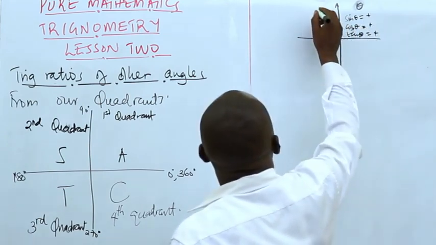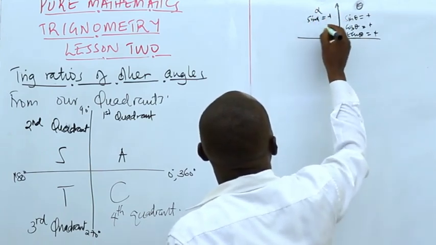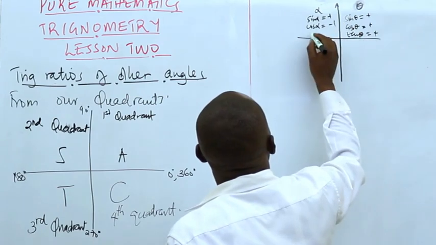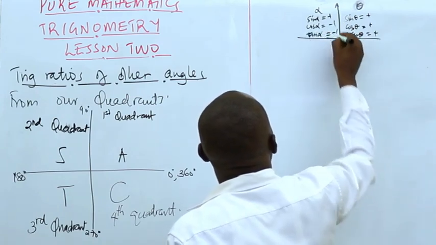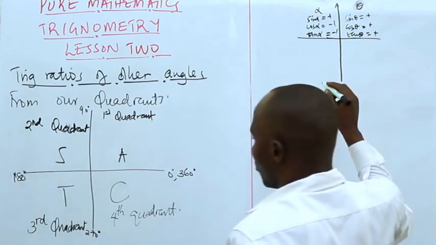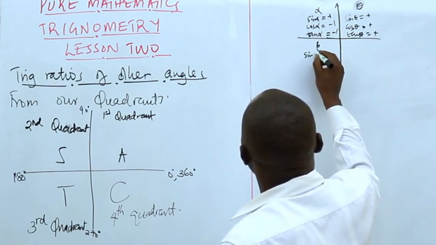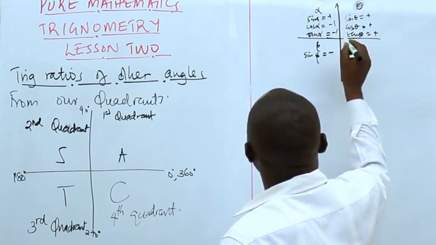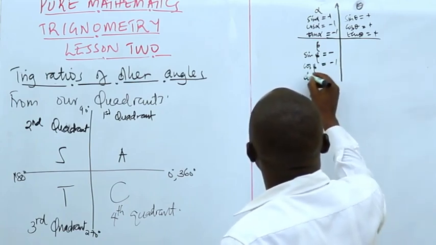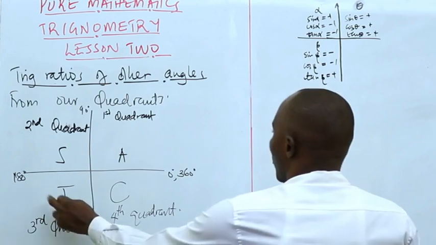In the second quadrant, if I have angle alpha, sine of alpha will be positive, but cos alpha is negative, and tan alpha is also negative. Then when we go to the third one, I can talk of angle beta. Here, sine of beta is negative, cos of beta is negative, then tan of beta is the one which is positive. Why? Because of this.